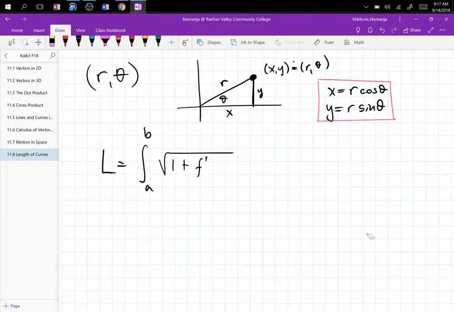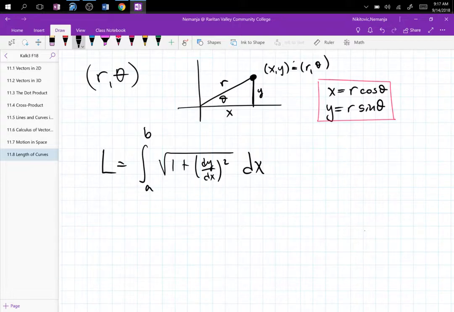You know what? It's f prime. It's (dy/dx) squared, and then we have dx. We are going to use the conversion to replace all of the dy's and dx's with r and theta equivalents. Now, there are some subtleties here. You have to be very careful.